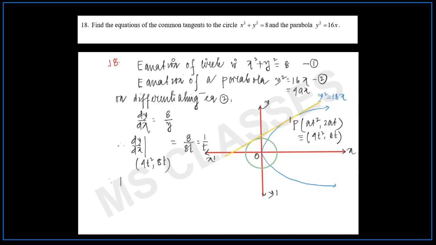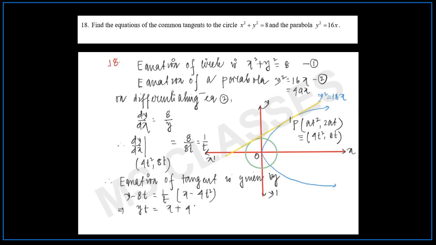Therefore dy by dx at (4t square, 8t) is 8 by 8t, which is 1 by t. Therefore the equation of tangent is given by y minus 8t equal to 1 by t into x minus 4t square. Now on further simplifying, yt equal to x plus 4t square. Now when this is tangent to the circle also, then the distance of this tangent from the center is equal to the radius. Now we mark this equation 3.